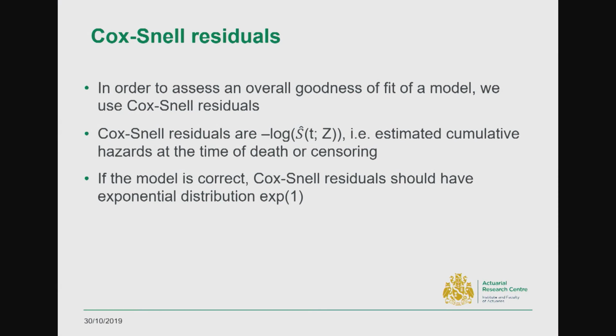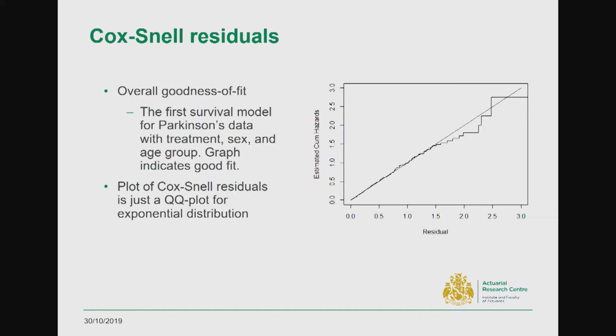We want to look at the Cox-Snell residual in order to assess the goodness of fit. The Cox-Snell residuals are the minus log of the estimated survival function, which is the cumulative hazard at time of death or time of censoring. If the model is correct and the proportional hazard assumption holds, then the Cox-Snell residual should have sort of an exponential distribution. We can have a look at using a QQ plot for Cox-Snell residuals.